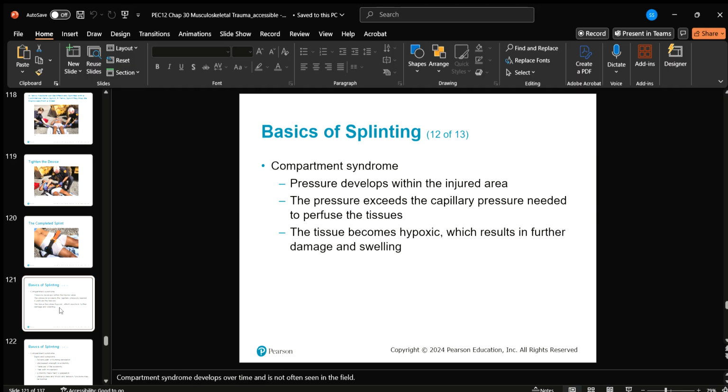All right, compartment syndrome. What is compartment syndrome? Do you guys know? Did they explain this well? Probably not. A lot of people don't understand what compartment syndrome is, even though it's a very simple concept. It is when you have blood entering an area, but it cannot escape.